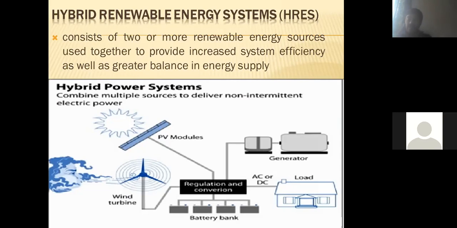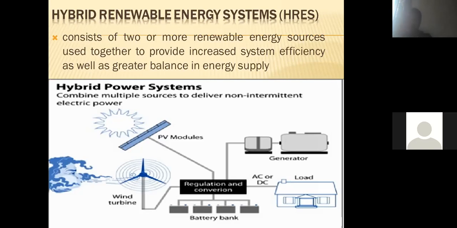Whenever for a power source, if you are using two types of power sources, we call that a hybrid system. It may be two or it may be three, but what we call it is more than one. So this is called hybrid power systems.